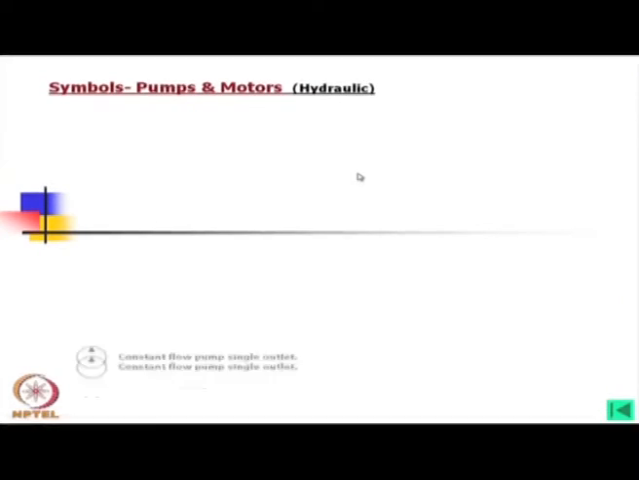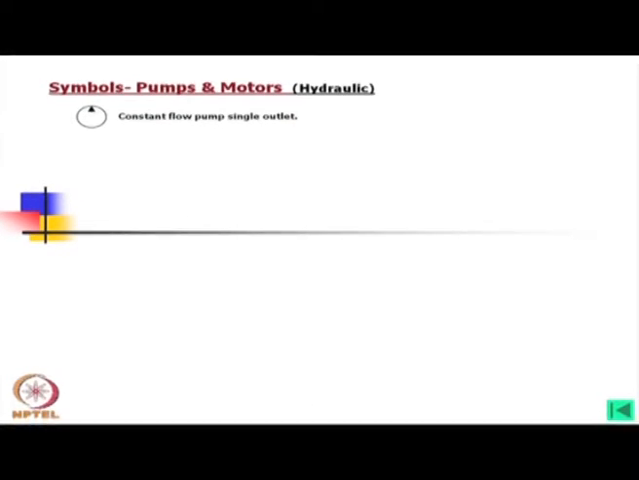Now, coming to the pumps and motors. What we find here is a circle and inside there is an arrow, and this arrow is completely filled, it is looking black. Filling this arrow has meaning: it is for hydraulic, and in case of pneumatic this is kept blank, just a triangle is put there. However, a pneumatic pump is different, rather it is a compressor, and the symbol is different, which will come later. So, looking at this one circle and one arrow, we should call it constant flow pump, single output.